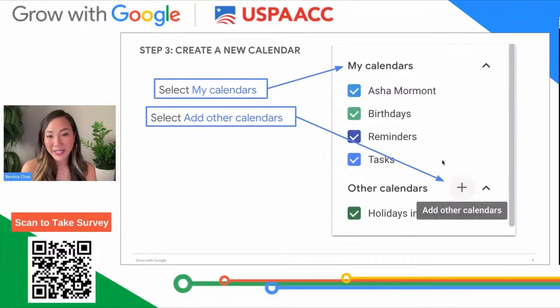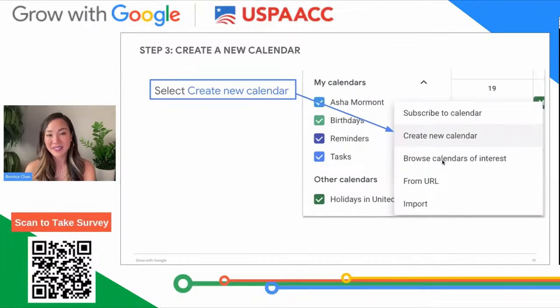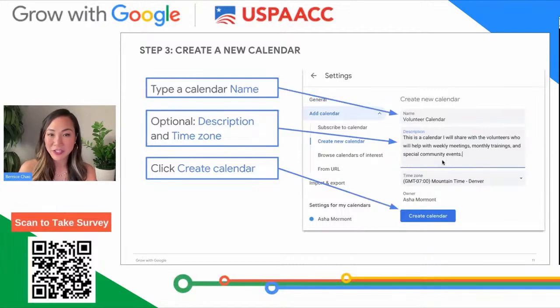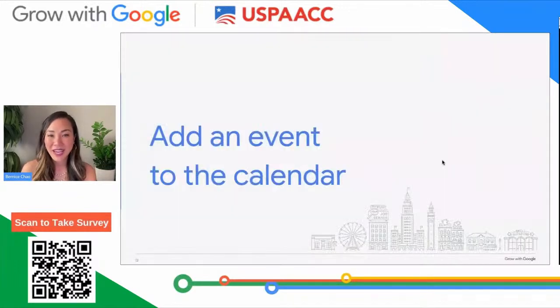Click the arrow next to My Calendars and select Add Other Calendars. Then select Create a New Calendar. Next, provide a calendar name. Add a description and a time zone, if you'd like. What information would be important to share with people about an event? Select Create Calendar button. Select Settings and return to Calendar. Your new calendar will appear under My Calendars. Now, let's walk through the steps to add an event to your new calendar.